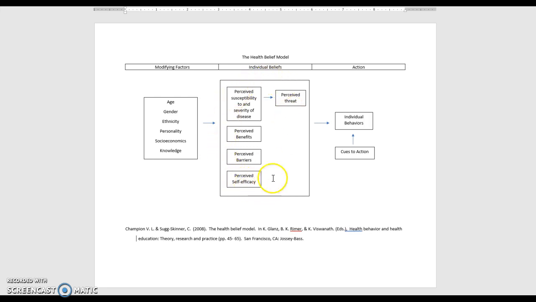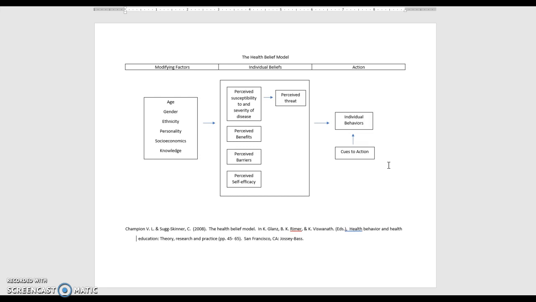So then when you take into consideration all of the individual beliefs, we go into the individual behaviors. Now, this is whether or not they're going to change their behavior. One component that is very influential is the cues to action. And again, some health belief models do include the cues to action. Others may not. They might call it something else. But what it is specifically is that impetus or that push for individuals to change their behavior.